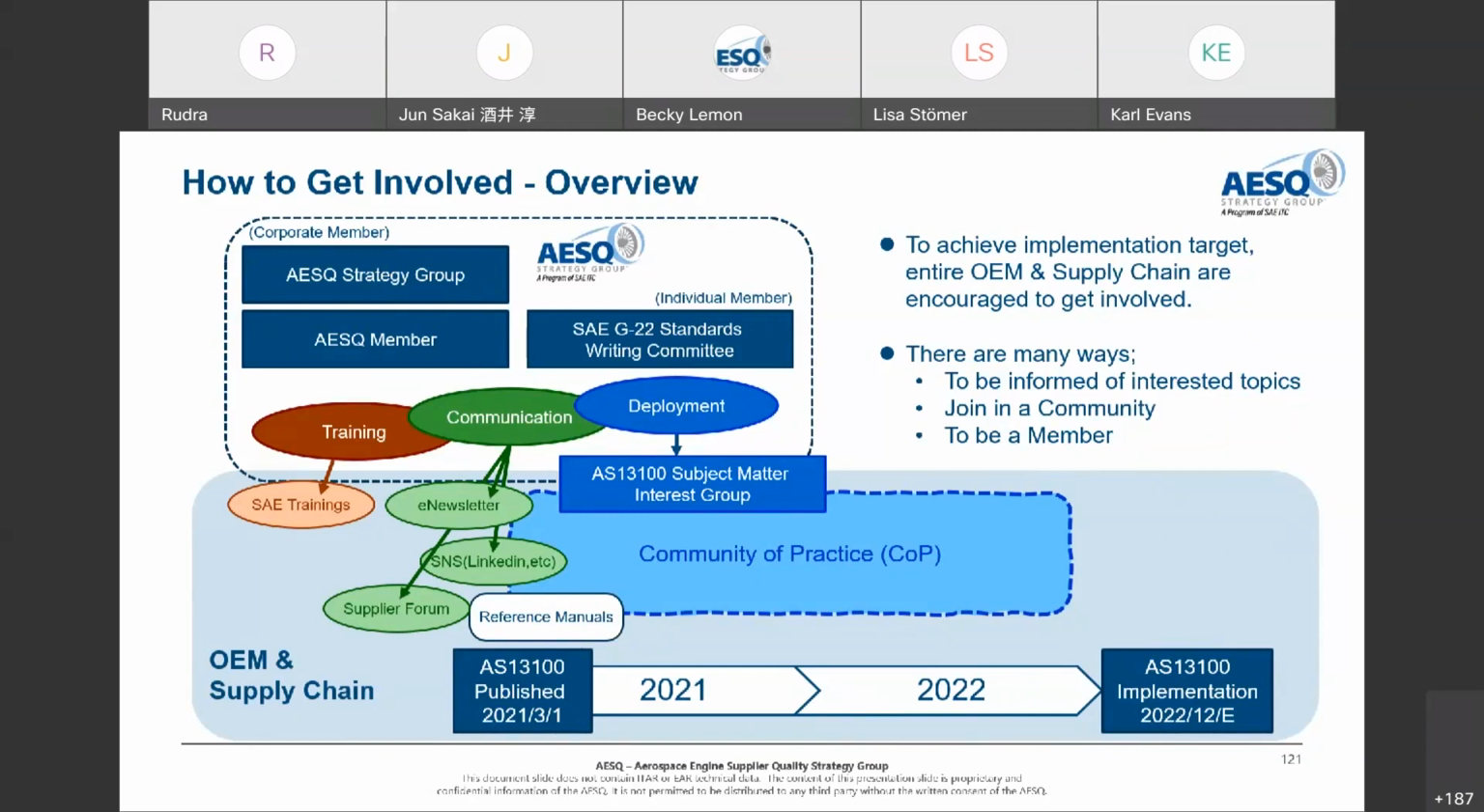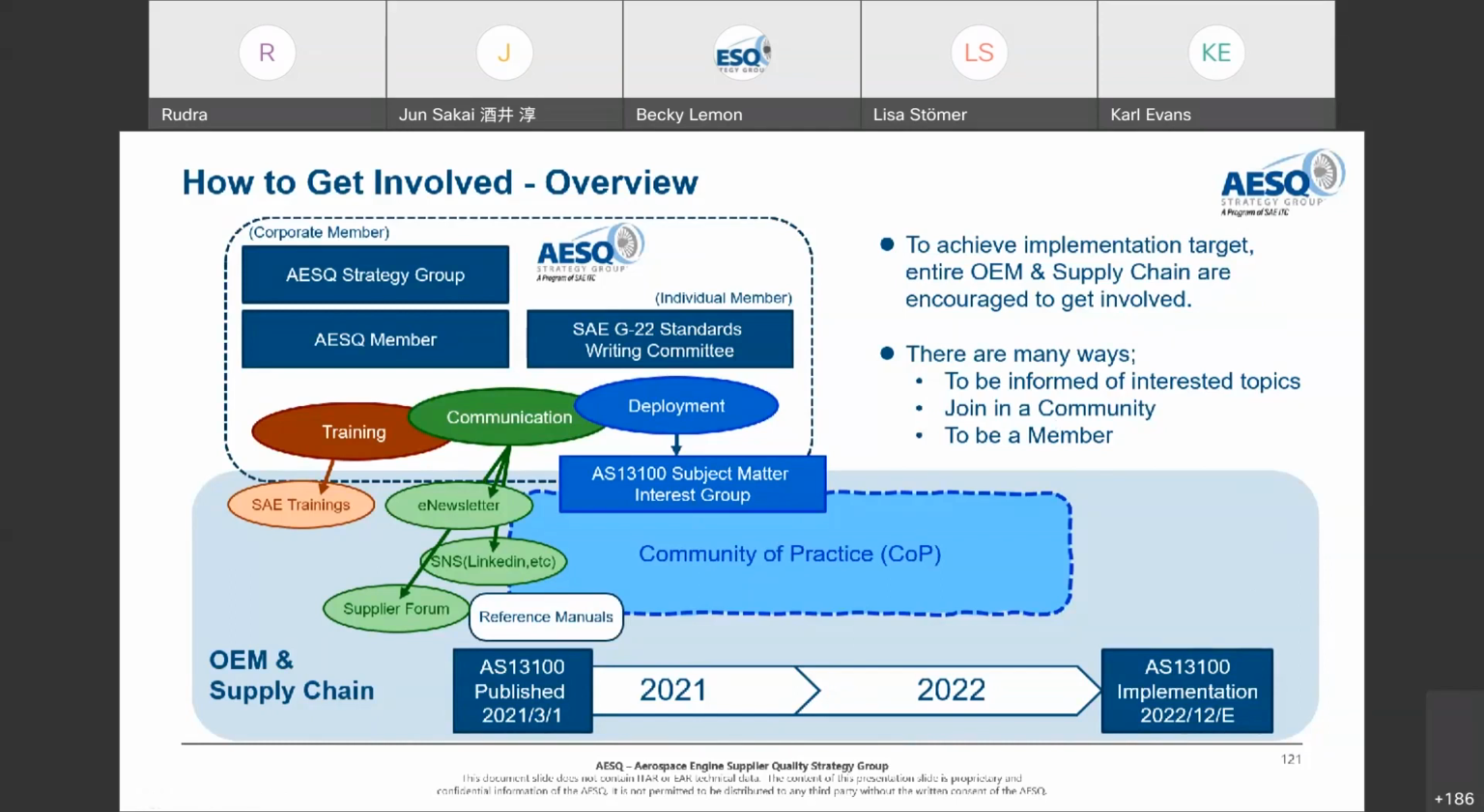And for those areas, you can find help with involvement in AESQ activities. Joining AESQ activities should enhance your interaction with OEMs and suppliers and provide mutual benefit, working in the environment to achieve the common goal. One way is the communication, such as e-newsletters, SNS like LinkedIn, or supplier forum or webinar events. The other way is taking training courses provided by SAE. And the last and the most important at this point is deployment activities. For the deployment, you can visit the community of practice. Then you can have a chance to have lessons learned and best practices shared by the subject matter experts.